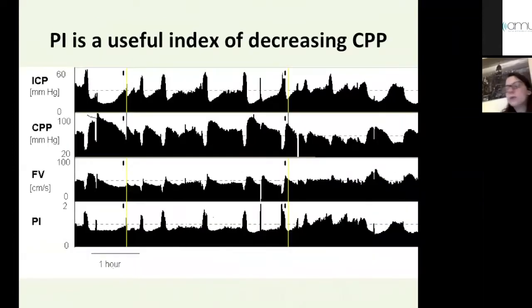This is another example which is telling us how pulsatility index is a useful index of decreasing CPP. Again, in the first row, we have our intracranial pressure, then we have the CPP, cerebral perfusion pressure, our flow velocity measured through transcranial Doppler, and our pulsatility index. Have a look. Here, for example, there is an increase of intracranial pressure with a concomitant decrease of CPP, and there is a peak in the pulsatility index. And this is what happens here again and again. So pulsatility index is directly correlated with ICP and inversely correlated with cerebral perfusion pressure.